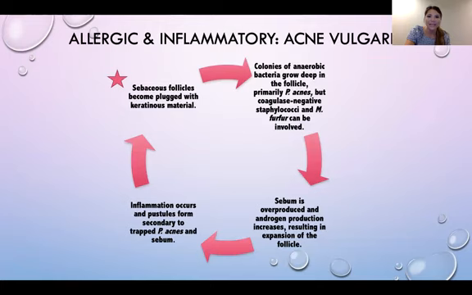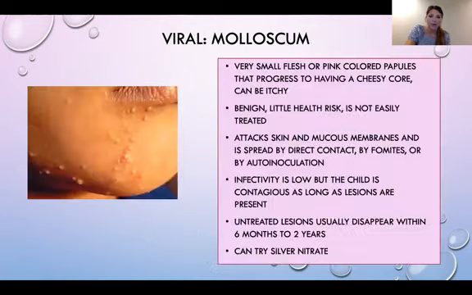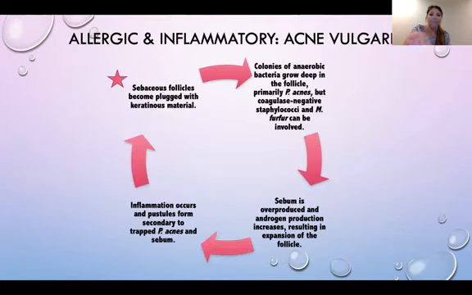So next, we'll go into the allergic and inflammatory conditions. So we're almost done. We'll talk about acne first. So this is kind of the process of acne. Starting where the star is, our sebaceous follicles in the face or the back, wherever your patient is having acne, the sebaceous follicles and sweat glands become plugged with keratinous material. Then colonies of bacteria start growing in that follicle.